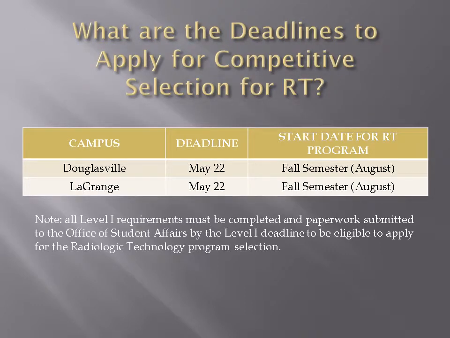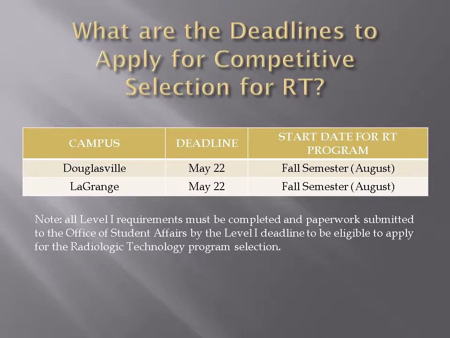What are the deadlines to apply for competitive selection for RT? The Douglasville campus has a deadline of May the 22nd to start in fall semester, which is August. The LaGrange campus has a deadline of May 22nd to start in the fall semester, which is August. Please note, all Level 1 requirements must be completed and paperwork submitted to the Office of Student Affairs by the Level 1 deadline to be eligible to apply for the Radiologic Technology program selection.